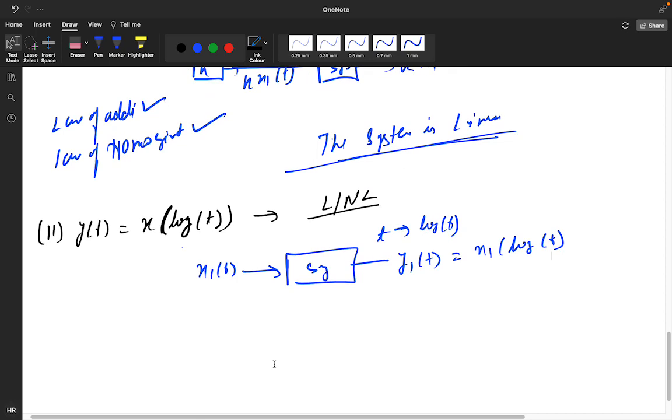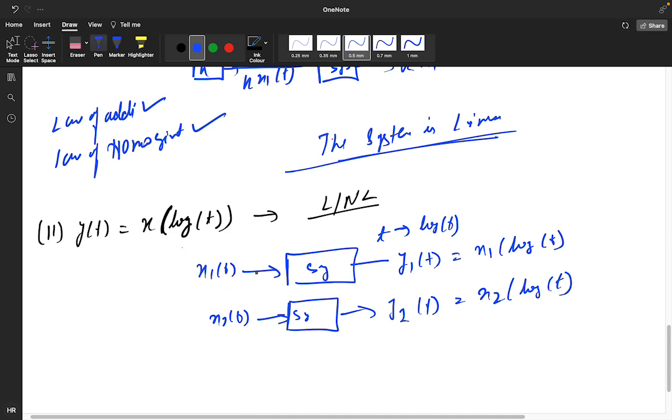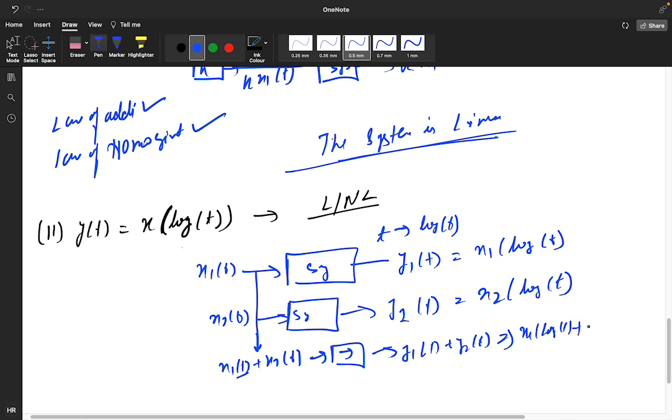Now if you put x2 of t in the system, you will get y2 of t as x2 log t. When both are added together, x1 of t plus x2 of t, and passed through the system, the same result will come, y1 of t plus y2 of t, because it will simply replace the t function with log t. So x1 log t plus x2 log t, and if you add this, the same result will come. So that means the law of additivity passes.